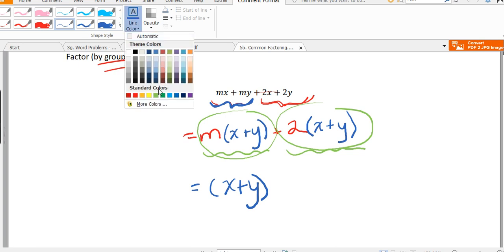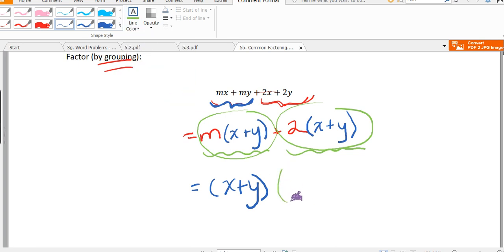Well, since they both have x plus y, then what is left over? Well, what is left over is just simply all the red stuff. Because if I took out an x plus y from this orange bubble, I'm just left with an m. If I took out an x plus y from this, did I say orange? Sorry, green. If I take the x plus y out of this green bubble, I'm just left with the plus 2. And I'm done. 2 sets of brackets.